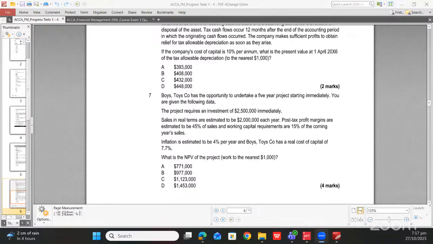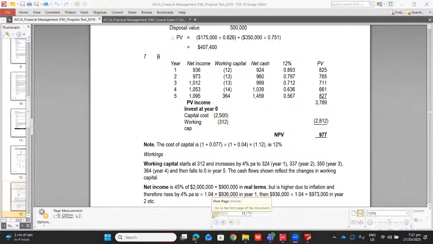So now, based on the information, yes, it requires some working. You have to work on the cost of capital because the information you receive says sales are in real terms, right? Then they tell you inflation is estimated to be 4%, and they say they have a real cost of capital of 7.7%. They tell you what the project investment is. So they give you a good bit of information. So working out the cost of capital to do your discounting would be 12%.